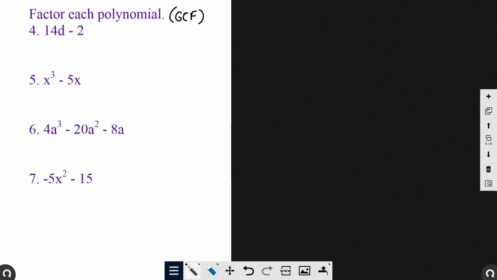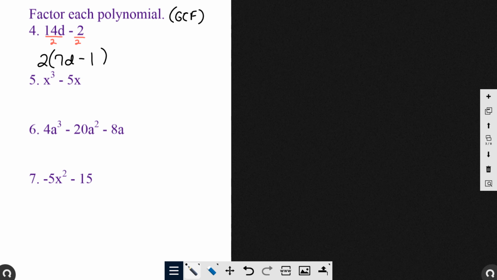2. So what you do with your GCF is you divide that number by each term, just like we did at the end of yesterday's lesson, just like you had it on your worksheet last night. You divide it out. You also put that number in the front and then put parentheses. So that's really the only difference from the division. Now, what's 14D divided by 2? 7D. What's 2 divided by 2? 1. So we get 2, and then in parentheses, 7D minus 1.